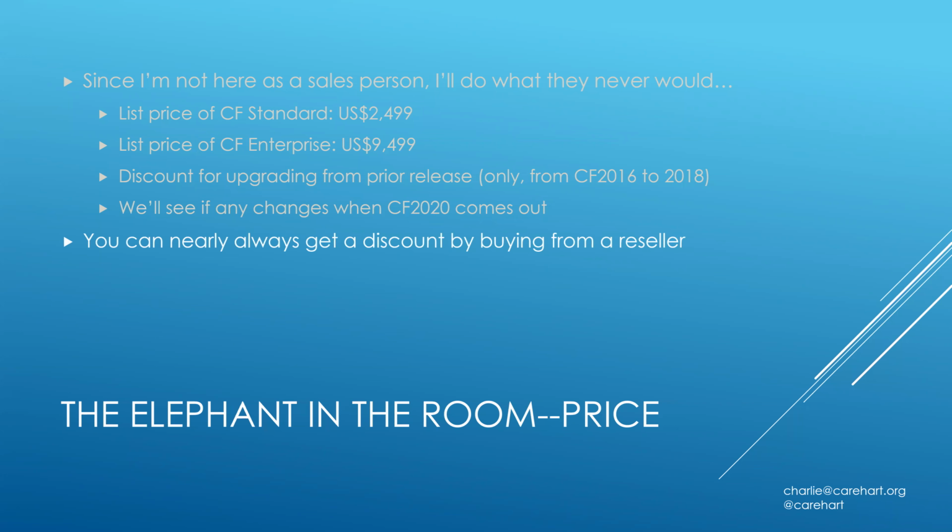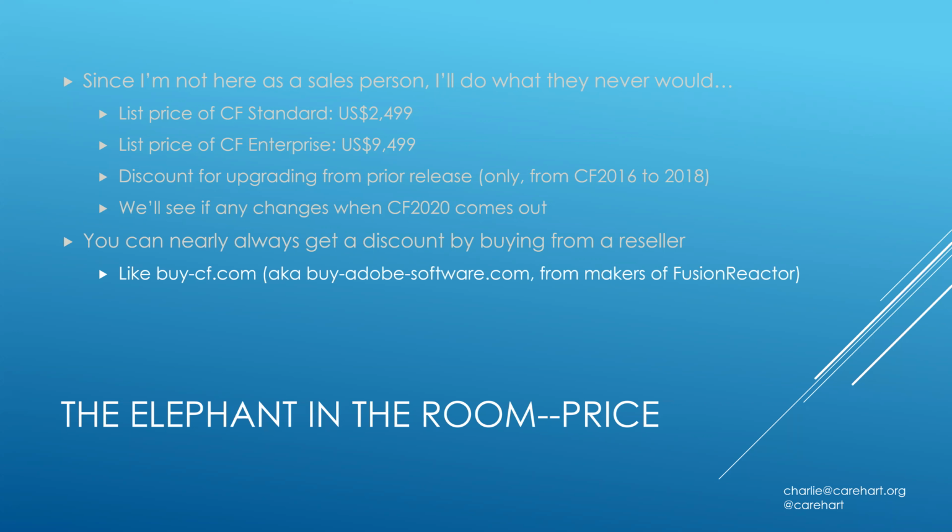So anyway, I also wanted to point out, as far as pricing is concerned, you can almost always get a discount by going to a reseller. And one reseller some of you may know about, the makers of FusionReactor, have long had a site called buy-adobe-software.com, and recently they got the buy-cf.com domain. So either one of those will get you there. And that site lists all the prices of the various versions of Standard and Enterprise, upgrade, and so on. So I'll leave you to look into that on your own.